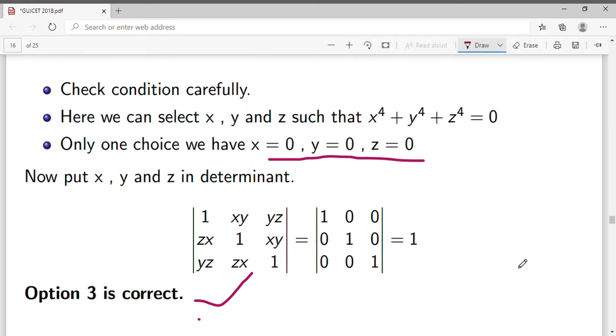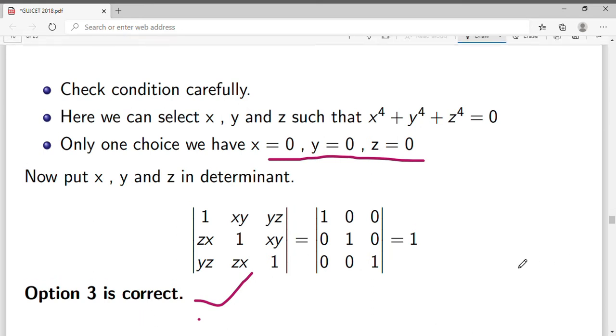Here we have to keep in mind that whenever this type of determinant problem is given with a condition, we have to use the condition so that we can easily find the solution.